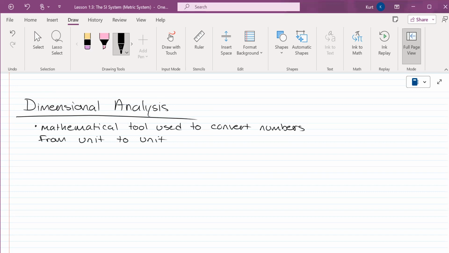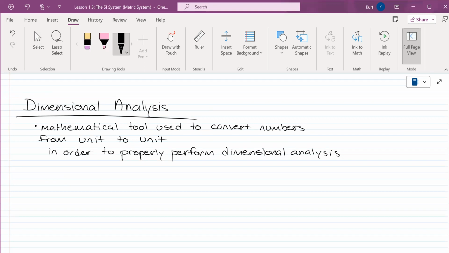The things that you need in order to properly perform dimensional analysis, and it sounds a lot scarier than what it is. It's just multiplication and division. This class is just basic math, but the tricky part is, how do I know when to multiply?